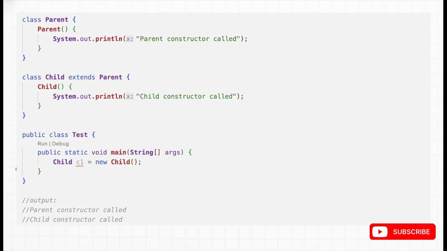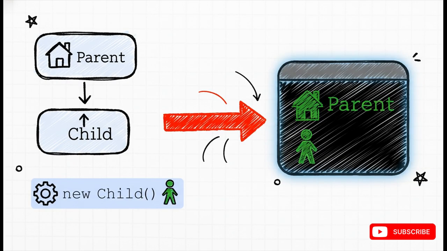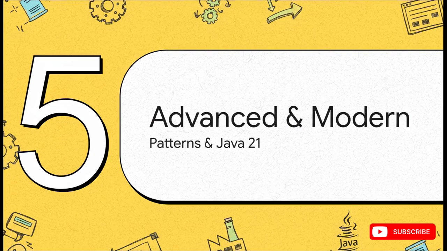And, hey, don't just take my word for it. Here's the proof. If you stick a simple print statement in both the parent and the child constructors, and then create a new child object, the output on your screen will always be parent constructor called first, then child constructor called, every single time. Okay, you've got the fundamentals down cold. Now let's level up a bit and look at some more advanced patterns, and also see how modern Java is making our lives a whole lot easier.